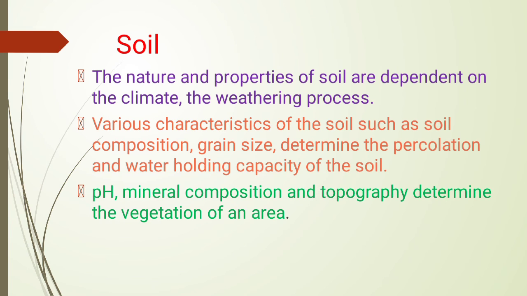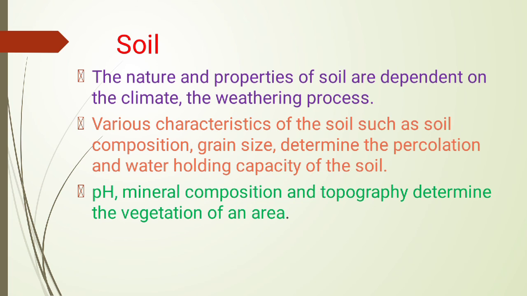Along with these characteristics, that is composition, grain size, percolation and water holding capacity of the soil, pH, mineral composition and topography also determine the vegetation of an area. That means pH, for example, if we grow a paddy crop or rice crop, it requires a soil pH of 5.5 to 6.5. That is quite an acidic pH.